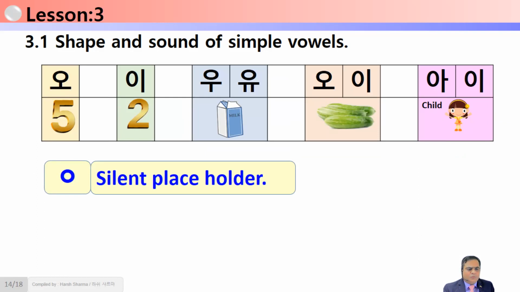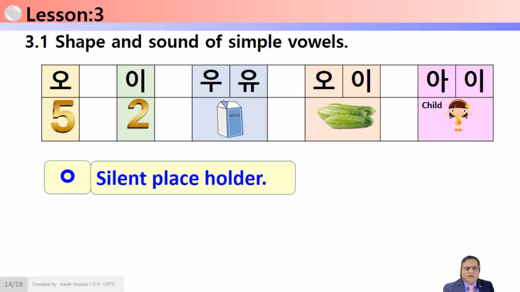Next is number 2. Number 2 in Korean is E. E is a vertical vowel. Where has the silent circle gone? On the left side. Come to the third, milk. U, U, U are horizontal vowels. So where will the silent circle go? On the top side. Come to the cucumber, OE. In OE, O is horizontal, so the silent circle is on the top, and E is vertical, so the silent circle is on the left side.